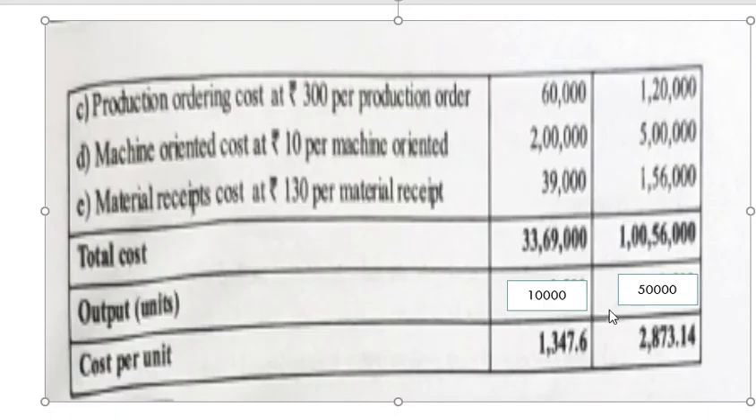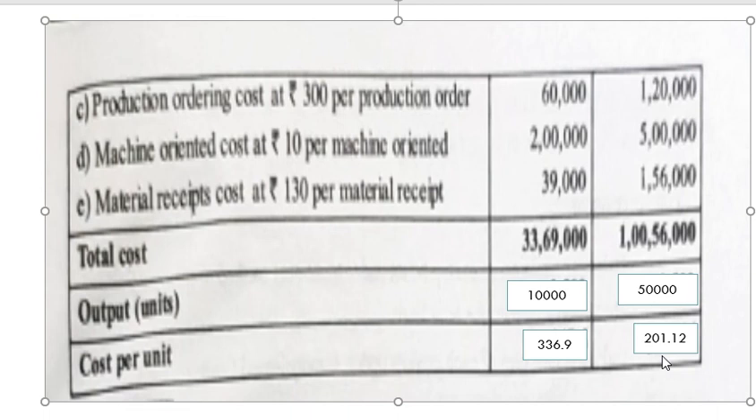So here the total number of units was 2,500 and 3,500 earlier. Please, if you have this textbook of the mentioned publishers in the description, change it to 10,000 and 50,000. So the number of units in this problem is 10,000 units and 50,000 units. So the total cost is 33,69,000 divided by 10,000. So you will be getting the cost per unit for P as 336.9, and for Q, 1,56,000 divided by 50,000, you will be getting 201.12.